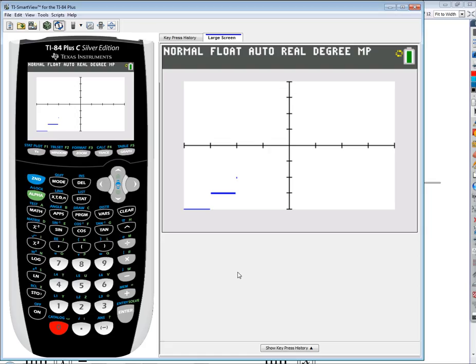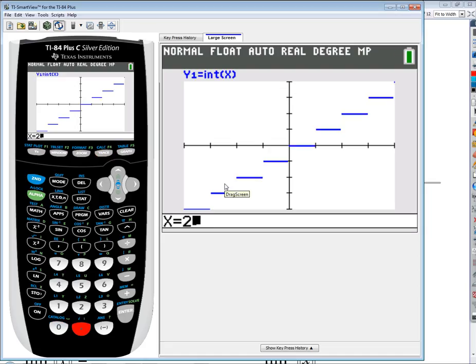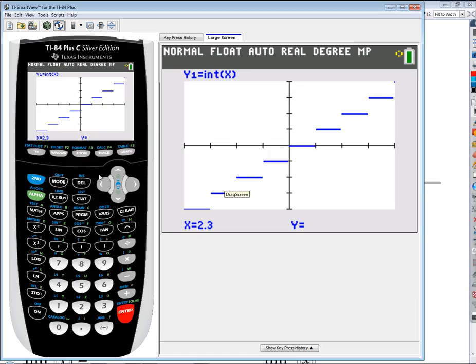Okay, so we can test this. If we do trace 2.3, sure enough, it gives us back a value of 2, like it should, right? What if we go trace? Wait, I thought you said that it was 3. No, 2.3 would be 2, right? Because it's going to be the greatest integer that's less than or equal to 2.3. Look, I put in 2.3. Negative 2.3 was negative 3. This is positive. Okay, let's try negative.